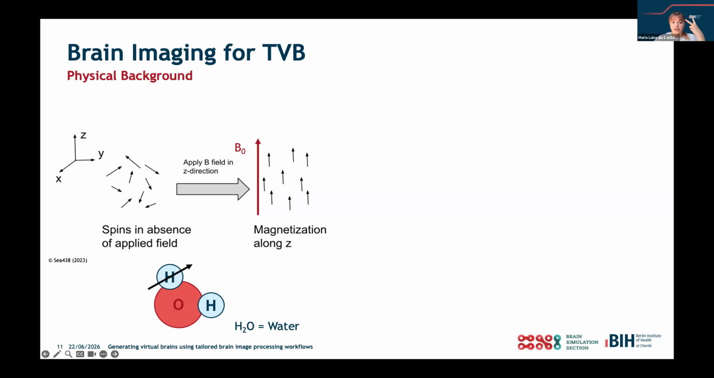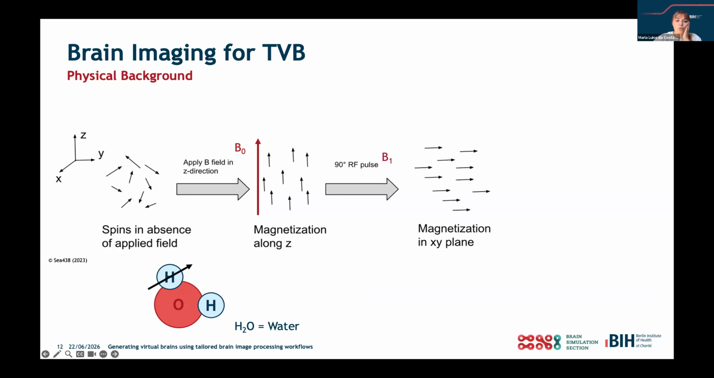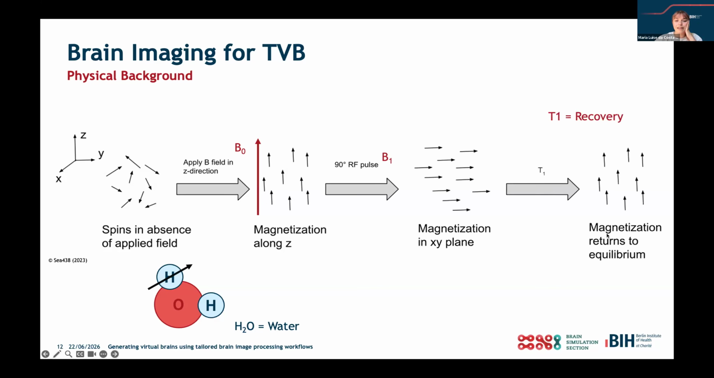Now, remember we had two magnetic fields, right? So we apply the B1 field, or the radio frequency pulse, and those spins realign and then jump back to their equilibrium. This time, called T1, the recovery time, measures the time between the radio frequency pulse and the measurement of the signal for the spins to realign to their equilibrium.